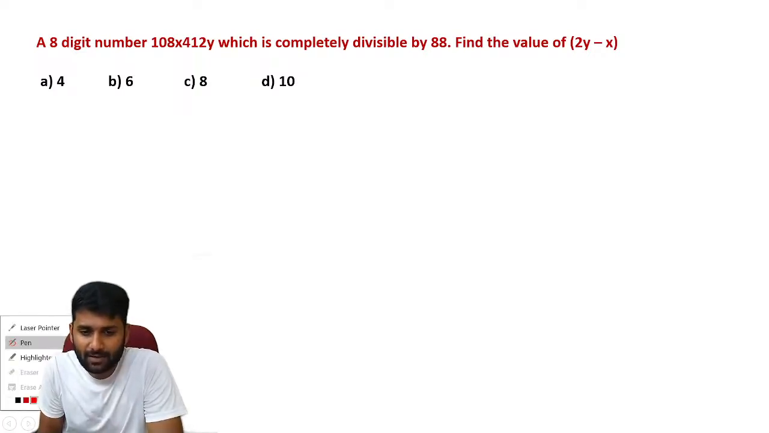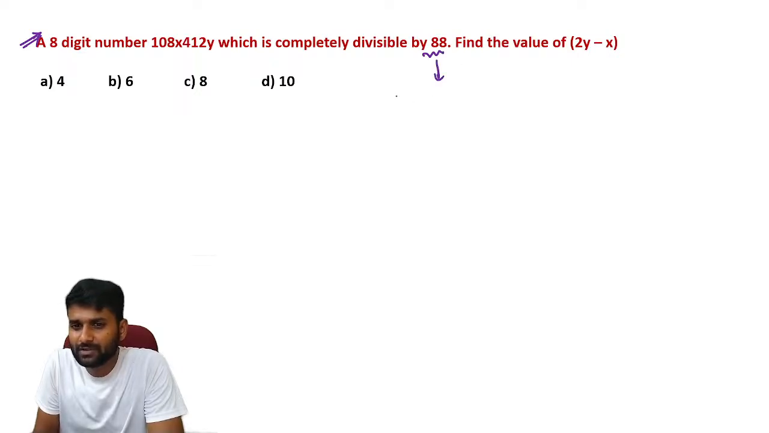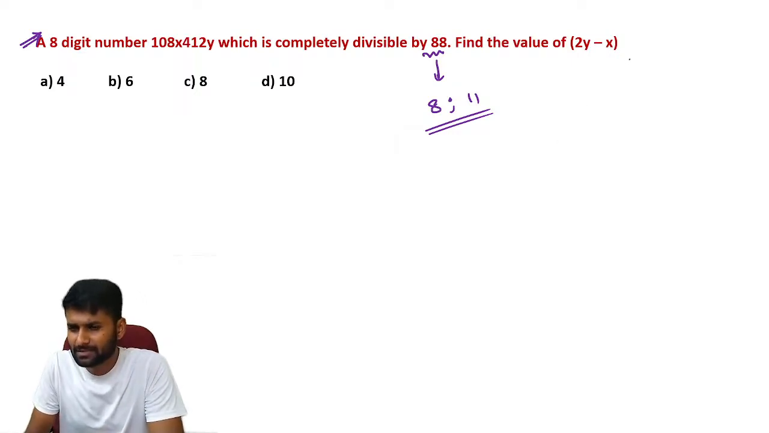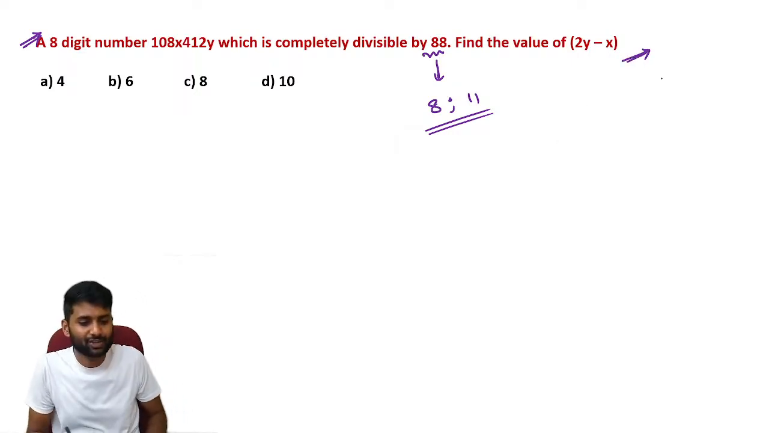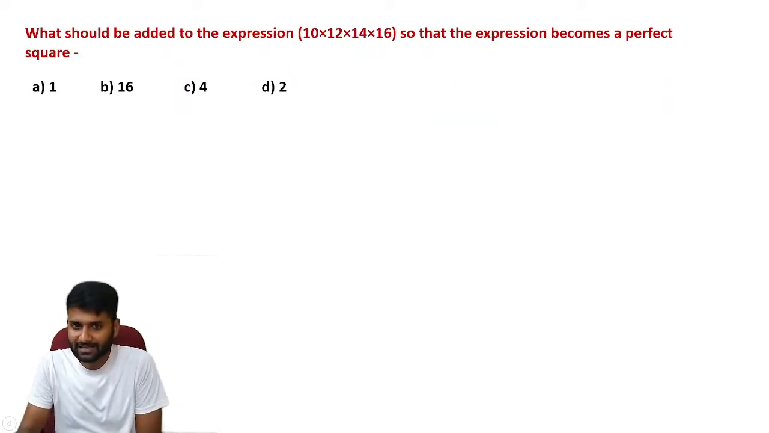Guys, this is all about the divisibility property concept here. So I will give you a hint also. If any number is divisible by 8 and 11, then the entire number is divisible by 88. So try to solve this question and post your answers in the comment section. I'm just leaving this question for you guys. And let's see this last question.